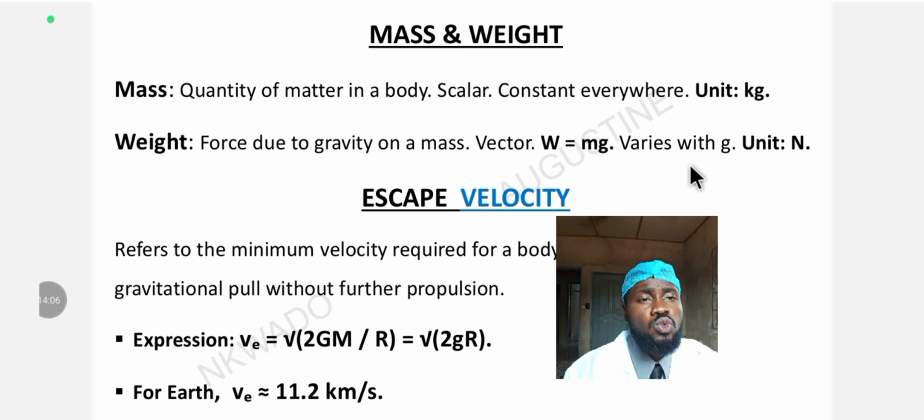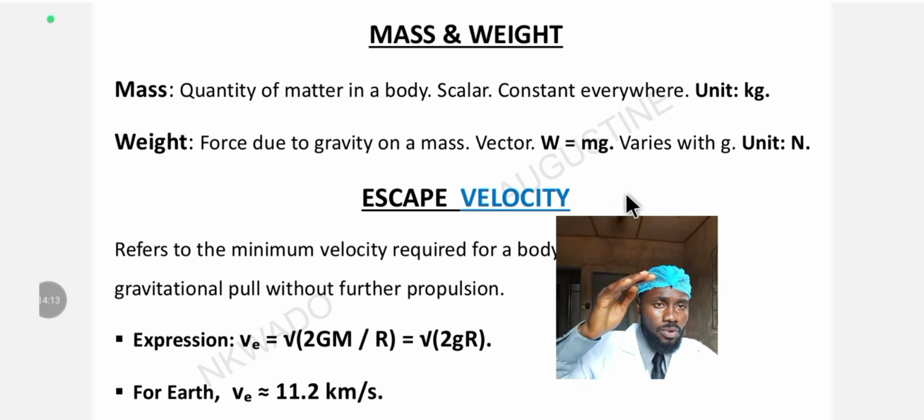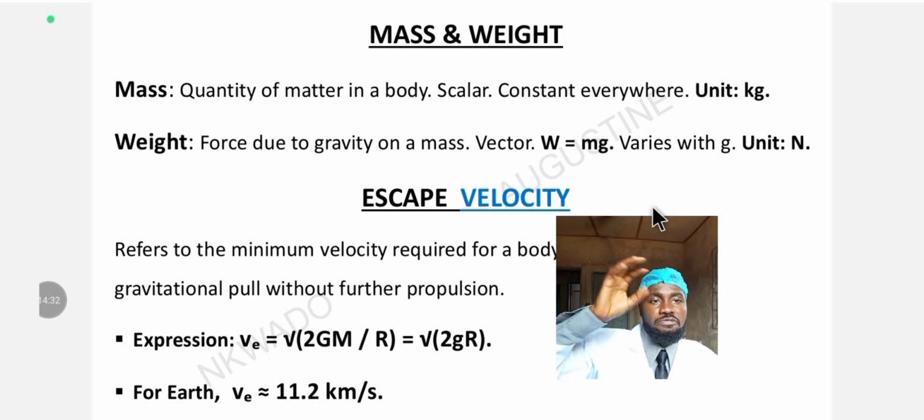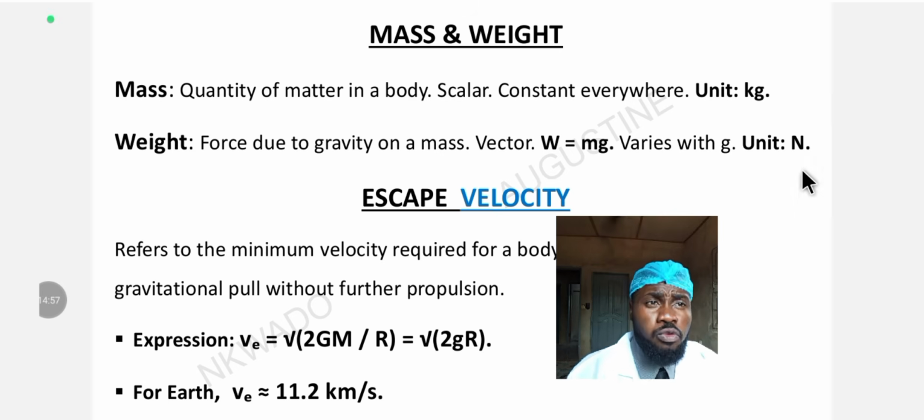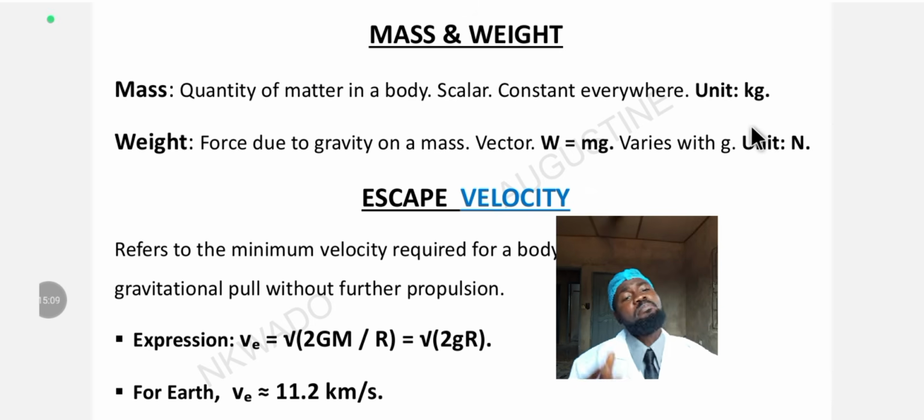And it varies with gravity. Your weight is determined by your level on Earth. So the higher you go, it affects the weight, because gravity has a role to play when it comes to weight. The unit of weight is Newton. Remember, it's a force. The standard SI unit of weight is not kilograms, it's Newton. Weight can also be measured in kilograms, but the standard unit for measuring weight is Newton. Don't fail that in your JAMB UTME.